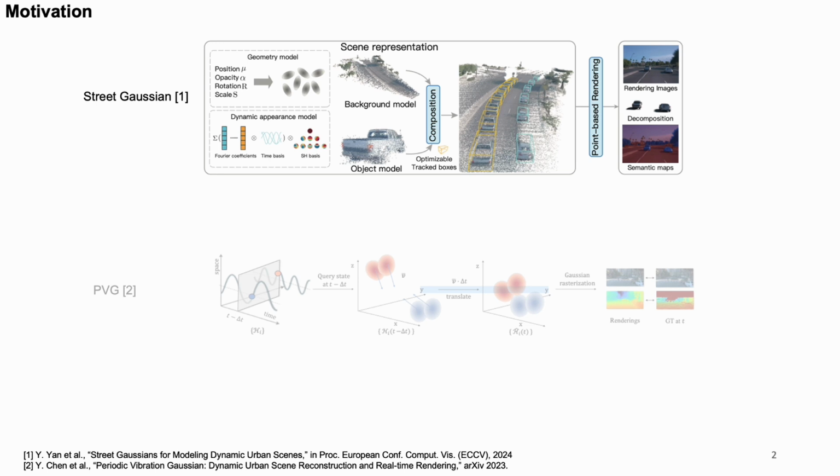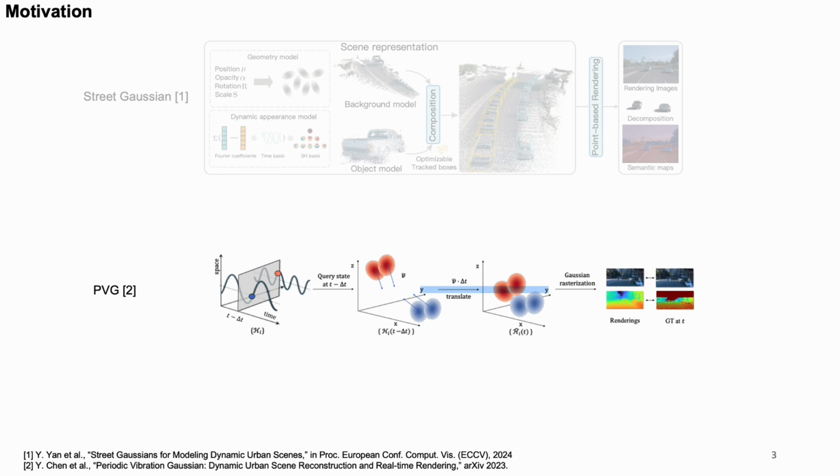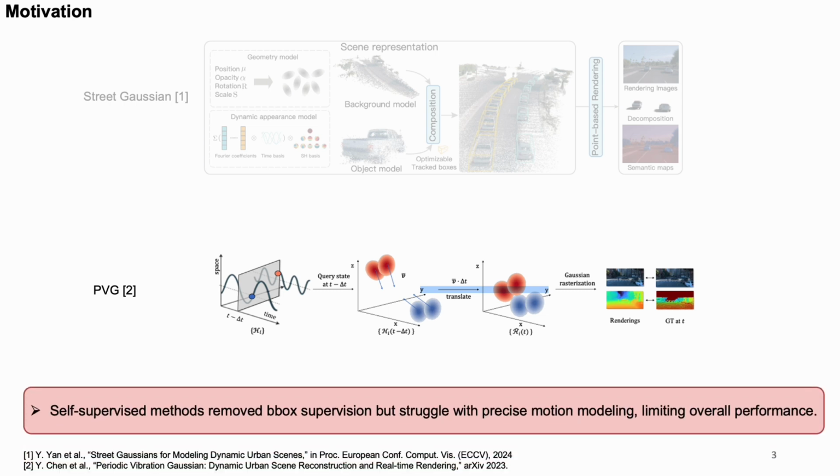To address this, methods like Street Gaussian introduce separate Gaussian models for static and dynamic components using object bounding boxes for detection and tracking. However, these methods rely on accurate object-level supervision, such as 3D detectors, limiting their scalability in real-world settings. Self-supervised methods like PVG model dynamic scenes without relying on 3D bounding boxes by introducing time-dependent Gaussian primitives. However, they struggle to learn accurate motion purely from rendering losses, which limits their overall performance.